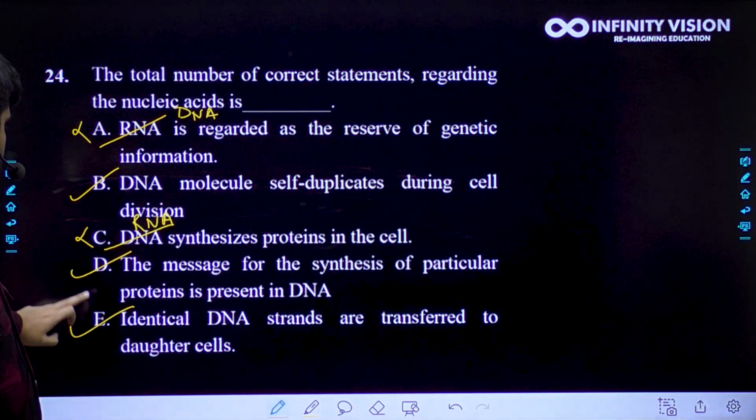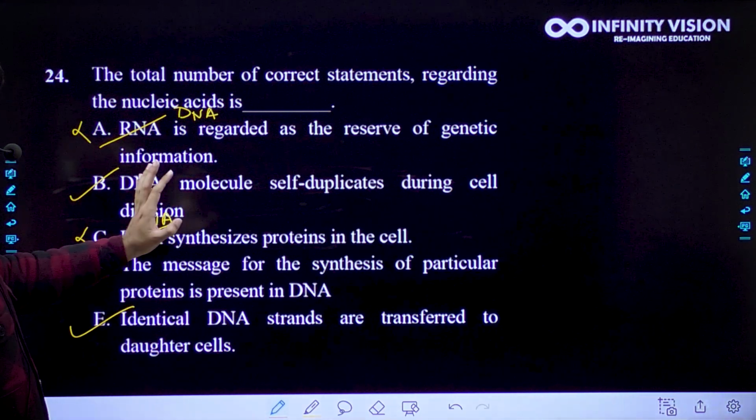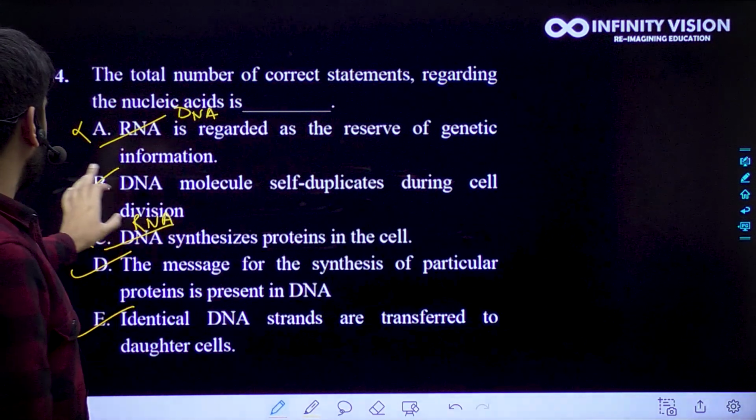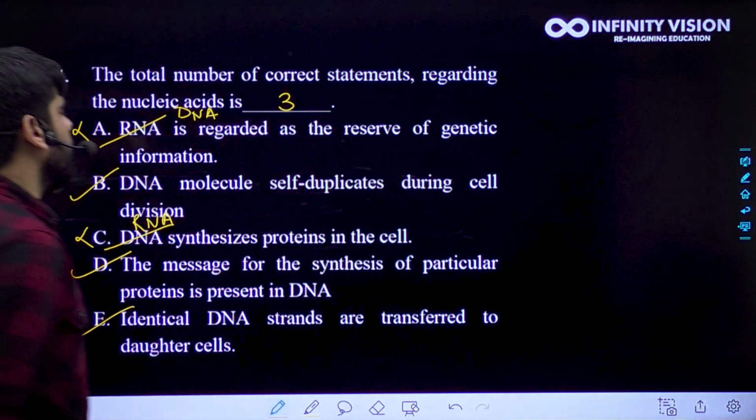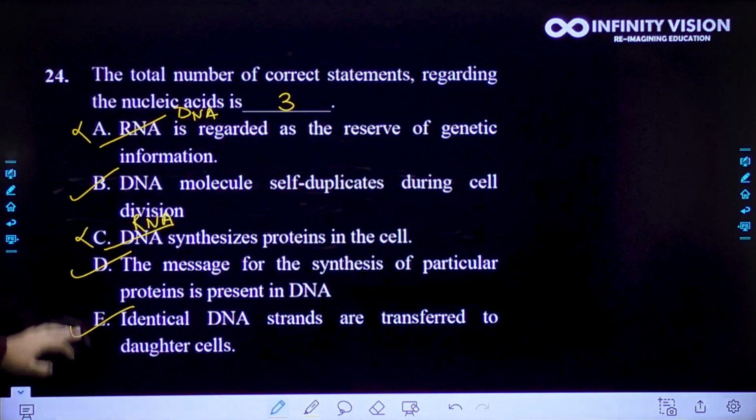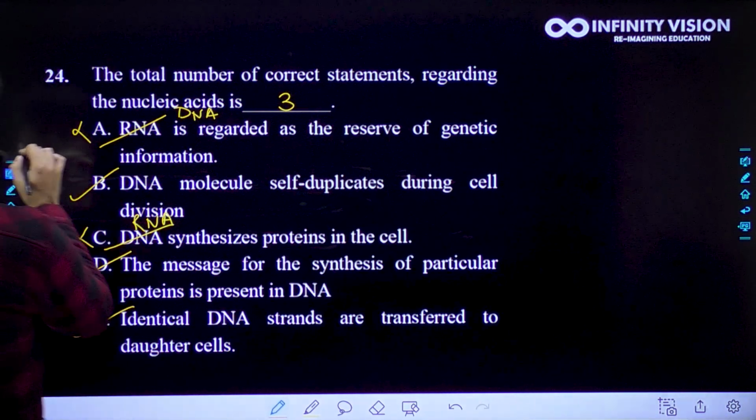So we have 1, 2, 3, three statements, the total number of correct statements. So we have 1, 2, 3 statements correct. So these are the 3 statements. All right. Let us discuss the next question.